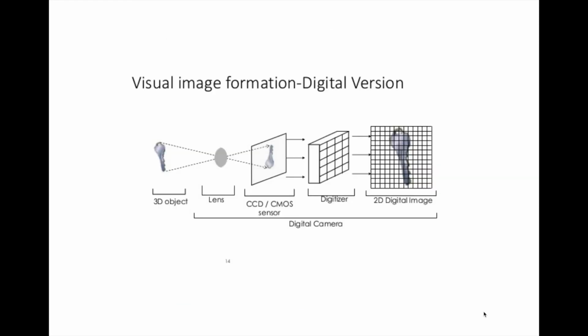So let's take a look at the digital version. In the digital version, you have your object that's in the environment, and the rays of light, photon energy, bounce off of this thing. And then it typically employs a lens, and the purpose of the lens is to try to collect as much light as possible. How does it do that?